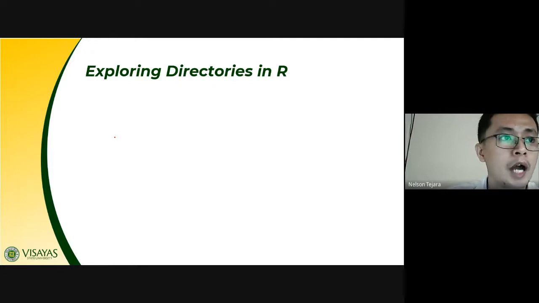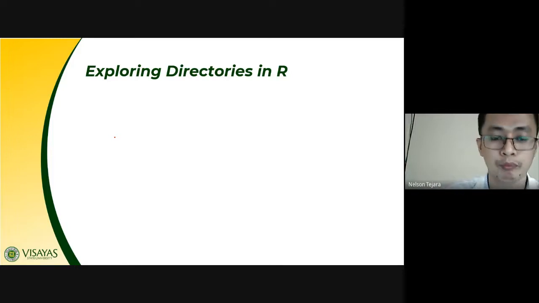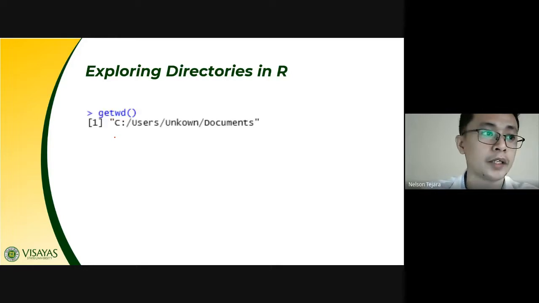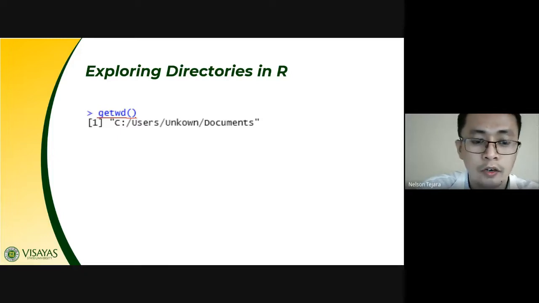It's all about how we can explore directories in R. So before exporting and importing CSV, it is also important that we know which folder we are currently working on. This is done by using this function, getwd. So getwd is like displaying or getting your working directory. When we say working directory, it's the actual folder which you are using.